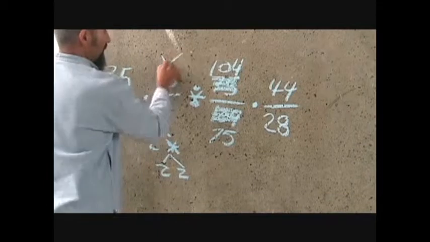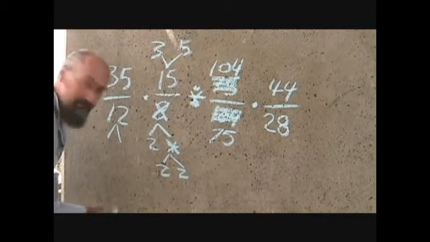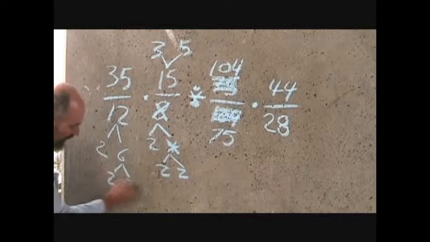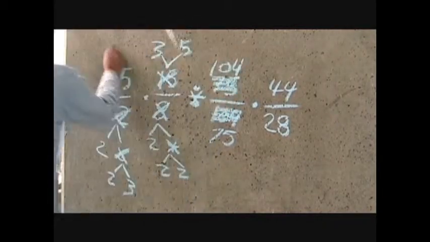15 is 3 times 5. 12 is 2 times 6, 2 times 3. Kill. 35 is 5 times 7.